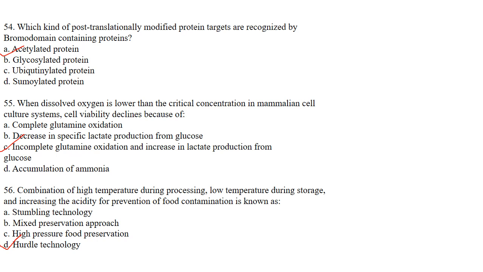Then next one. When dissolved oxygen is lower than the critical concentration in mammalian cell culture system, cell viability declines because of incomplete glutamine oxidation and an increase in lactate production from glucose. Answer is option C.